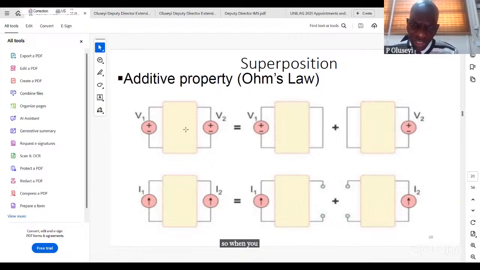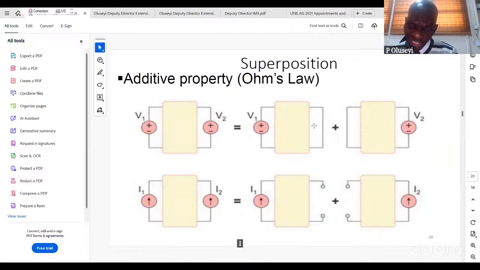So when you are doing this, this is what we mean by the additive property. You have V1 and V2, so the property is that V1 plus V2, I1 plus I2. You can see open circuit here. When we were dealing with only I1 as the active source, I2 was open circuited. When we were dealing with I2 as the active source, I1 was open circuited. We take I1 as our active source, we open circuit I2. When we took I2 as our active source, we open circuited I1.